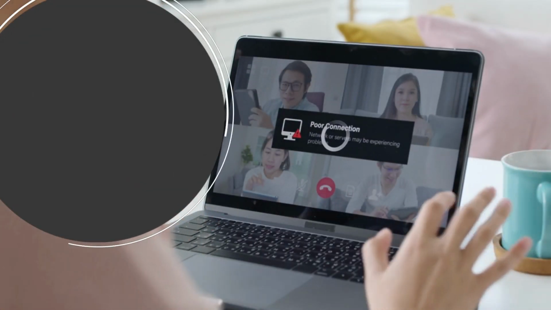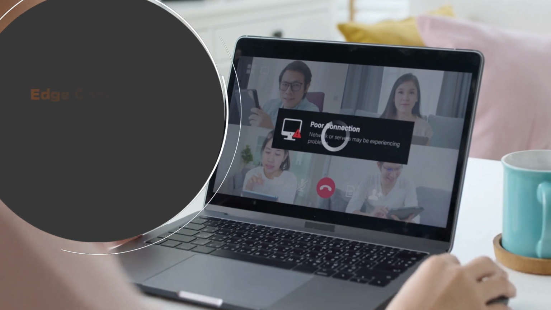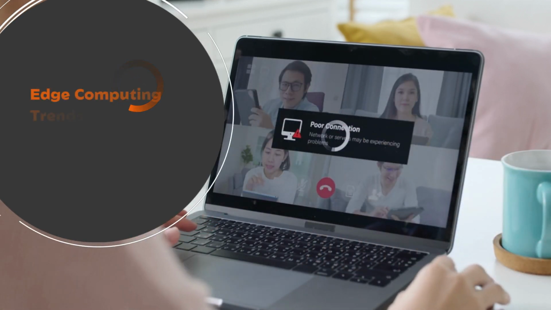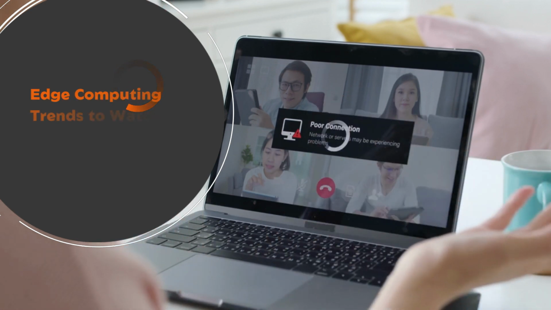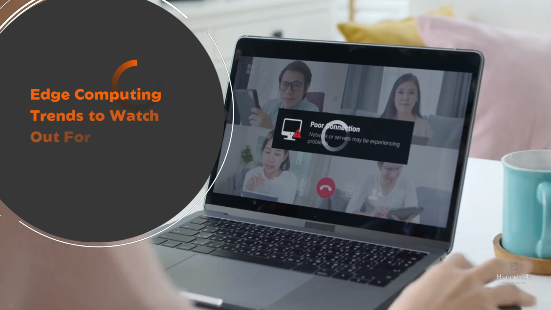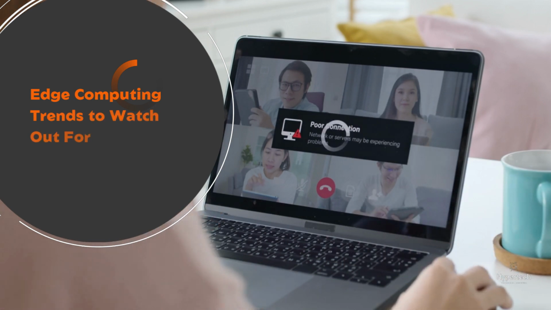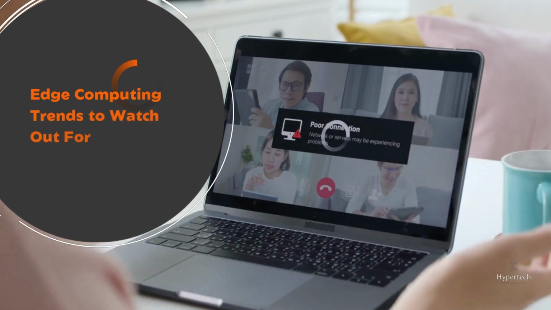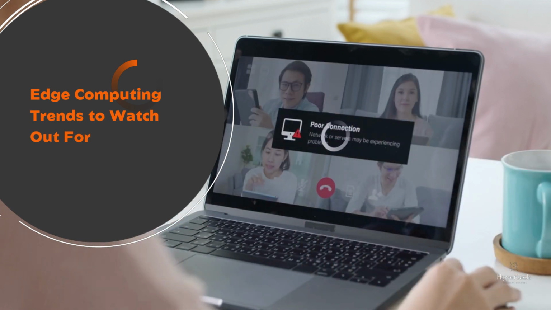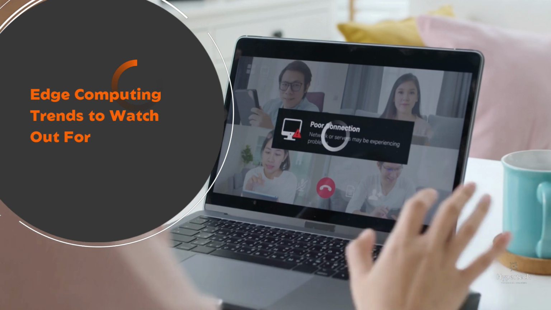Edge computing trends to watch out for. Edge computing is a relatively new technology, and there are several trends that are shaping its future. One of the most significant trends is the use of artificial intelligence, AI, and machine learning, ML, at the edge. By bringing AI and ML to the edge, it is possible to process data locally in real time, enabling new use cases such as predictive maintenance, anomaly detection, and intelligent automation.